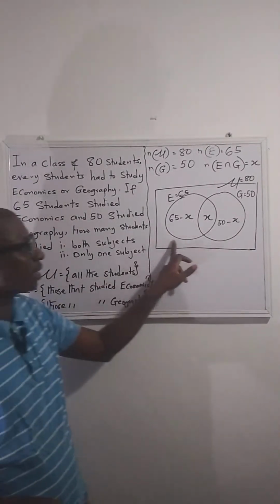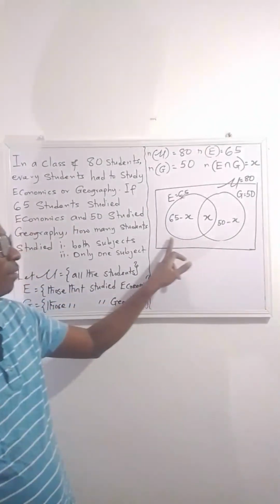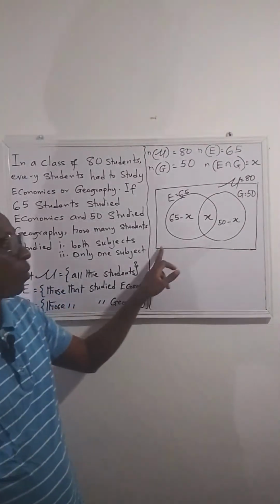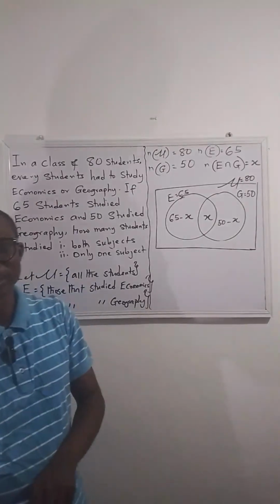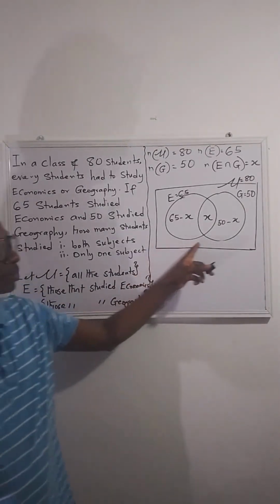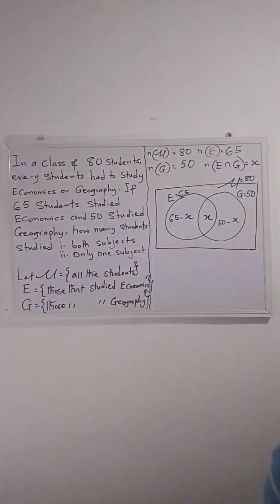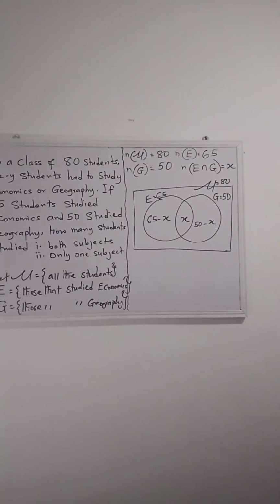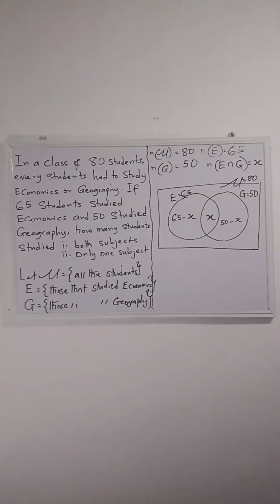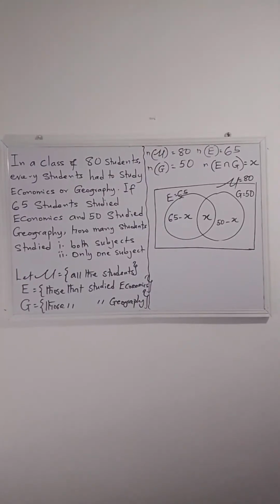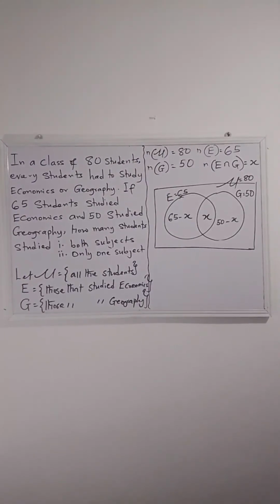All right. Now, look at this outside here. Do we have any students here? What's going to be the number of students outside? Do we have any student outside? Let me see. Maybe somebody is giving me the answer. How many students will be outside the economics and geography? Is anybody saying something?